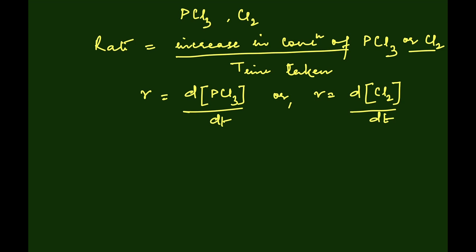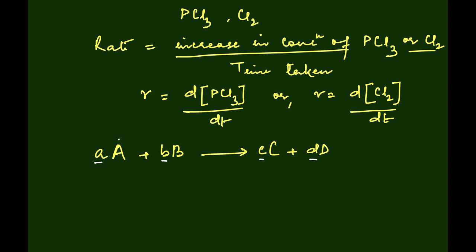So for any general reaction, suppose we have aA + bB giving cC + dD. This is any general reaction that we are considering. Now what are these small a, small b, small c and small d? The capital ones refer to the formula of the reactants and the products. A and B are the reactants and C and D are the products. But the small letters refer to the coefficients that we add while balancing a particular reaction.